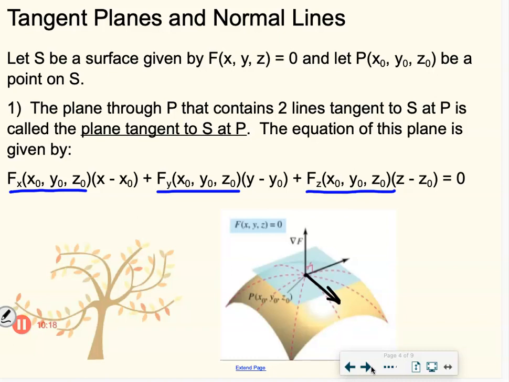I keep getting normal and tangent. So if partial x and partial y are on the plane, then the plane ends up being tangent to the curve. And how does that work? Anyway, you'd have to see.